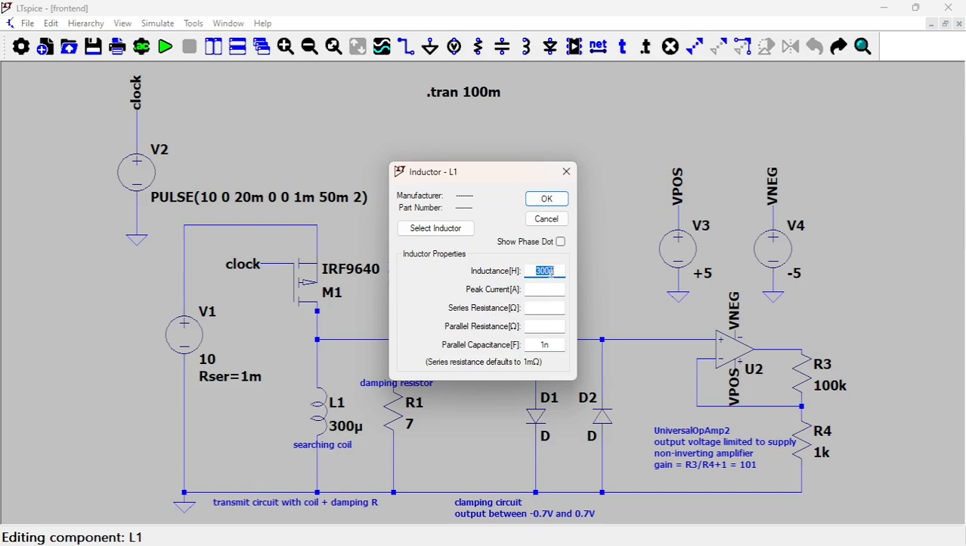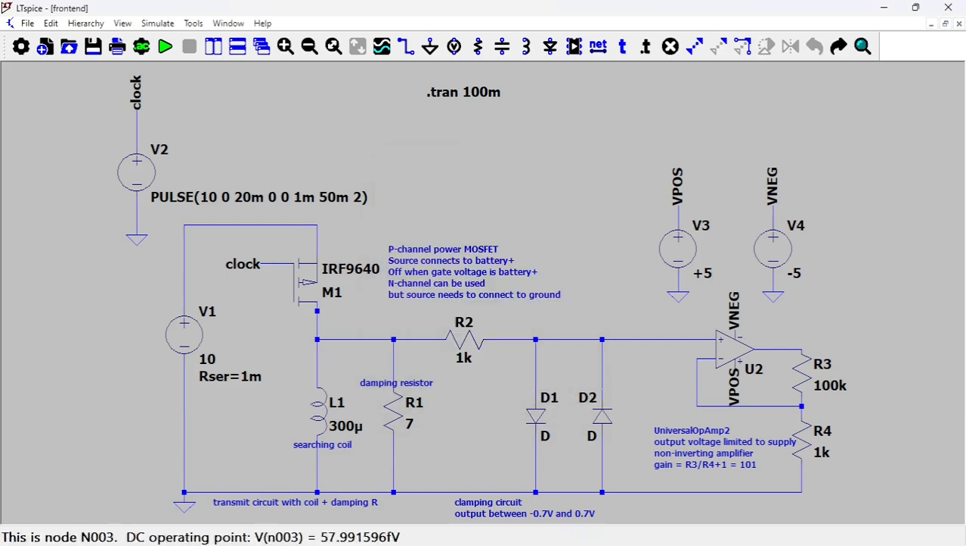The other thing is, I don't know if I mentioned it in the other video, but here the inductance is 300 microhenries, which seems to be the norm for a search coil. You need to add some parallel capacitance. Here I put 1 nano, and this is what caused the ringing. If you don't put any parallel capacitance, you're not going to get any ringing. So to see the ringing, you need to put some parallel capacitance. Okay, so that's basically it.